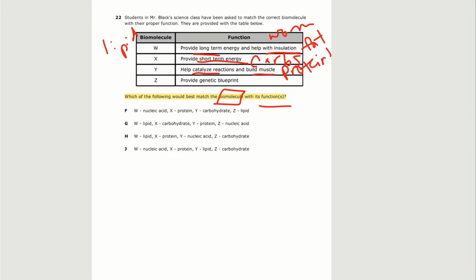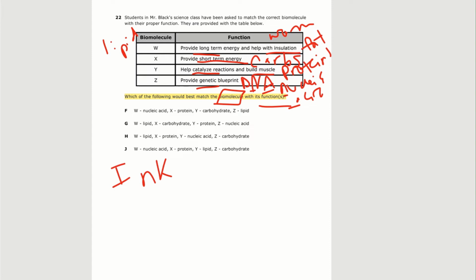Proteins build muscle. Provide genetic blueprint. I know what genetic blueprint is, DNA. So that's nucleic acid. Do you see the N and the A there? Okay, so W is nucleic acid. No, that's lipid. W is lipid. Yes. X is carbohydrate. Yes. Y is protein. Yeah. Nucleic acid is Z. Yes. Very good. I now know.